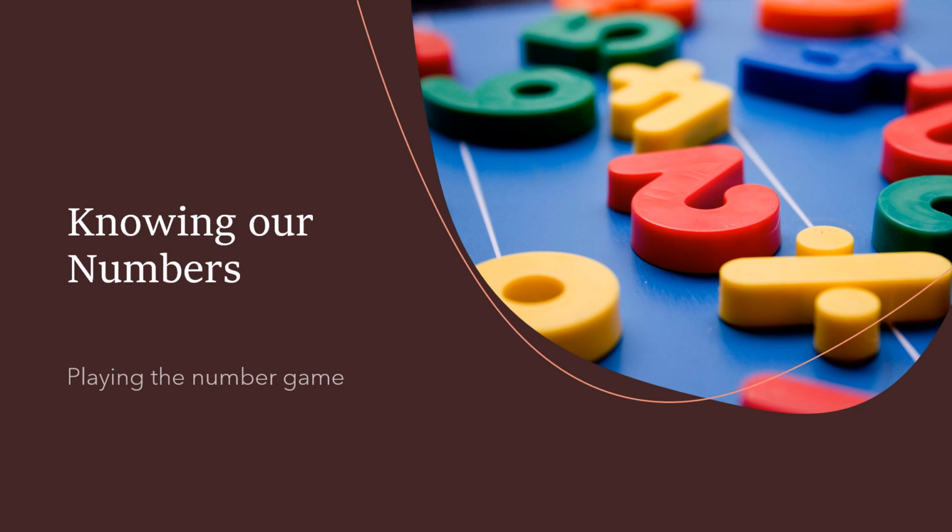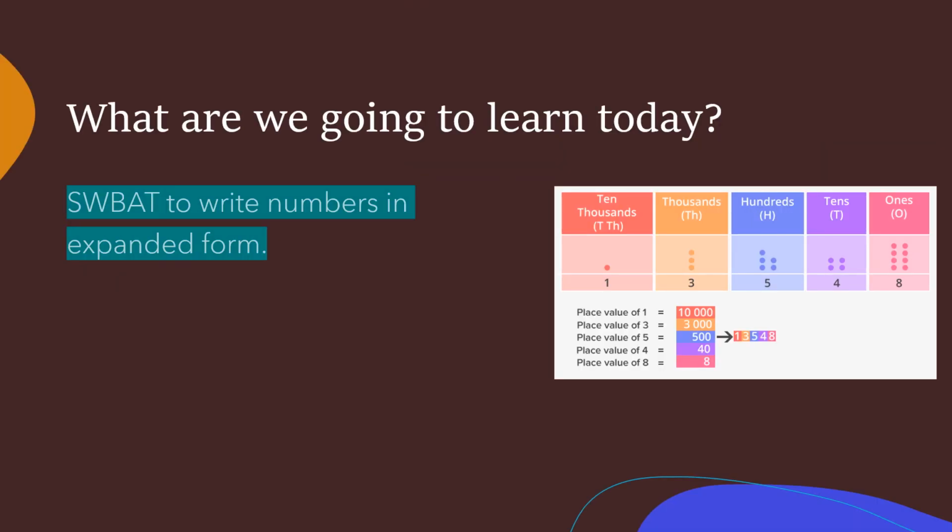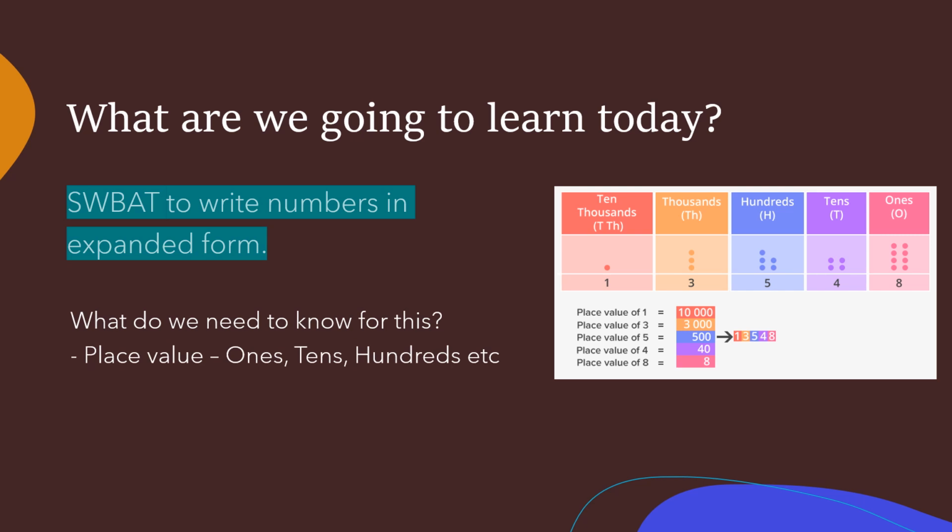Hello everyone. Today we will continue playing our number game with our next lesson of knowing our numbers. So what are we going to learn today? Our objective today is students will be able to write numbers in expanded form. And to do this objective, what do we need to know? We need to know the place value.